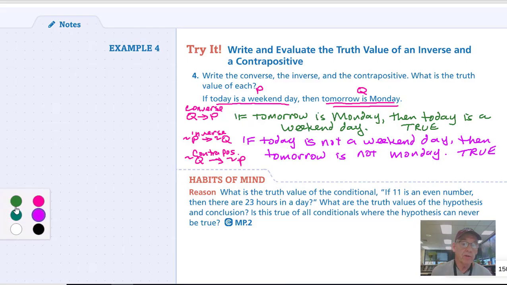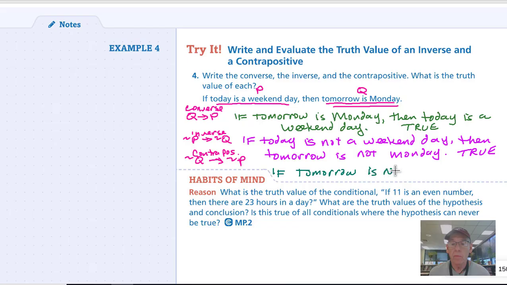And the third one, the contrapositive. We have not Q implies not P. So if tomorrow is not Monday, then today is not a weekend day.